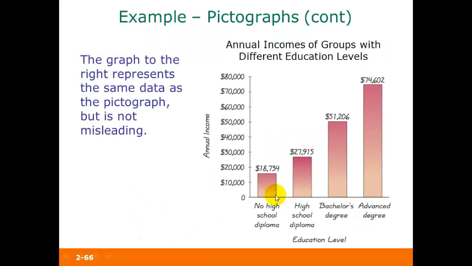Now let's look at this with just a regular bar graph instead of using the pictograph. Notice here, obviously the income for those with an advanced degree is still quite a bit more than for those with no high school diploma, but the differences are not so exaggerated. This is a much more fair way to represent this data.